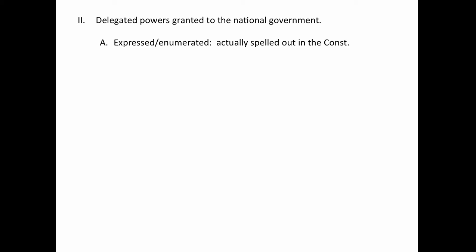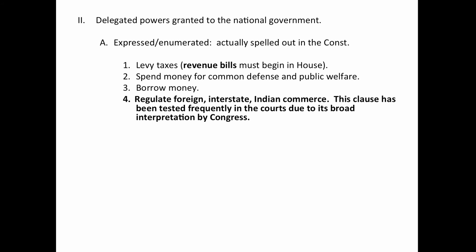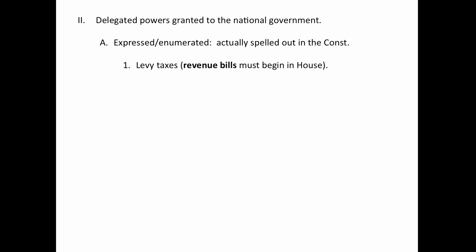So when Congress has these enumerated powers, these are powers that are actually spelled out in the Constitution. Have we talked about it? Yes, we have. However, I want to talk about it again. So these are specific. As you can see, there's a lot of them. We'll just go through each one. If you want to pause it, that's cool. But these are specific powers that Congress has.